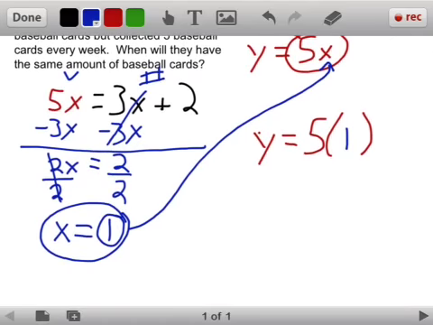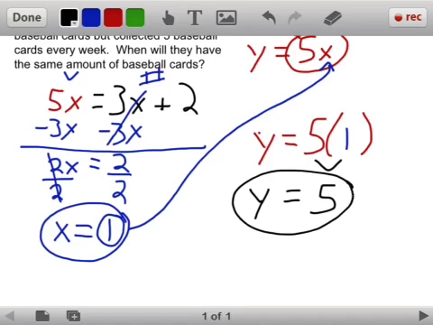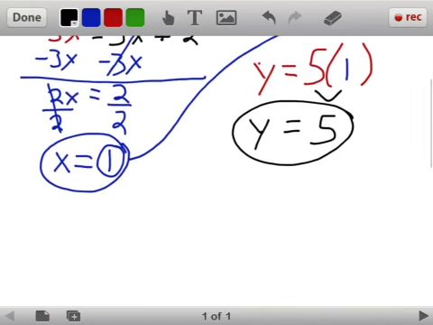So whenever I do that, I've got 5, let me do it in a different color. We've got 5 times 1 equals 5. So y equals 5. So my answer is x equals 1 and y equals 5.